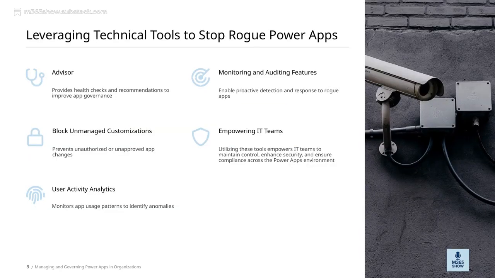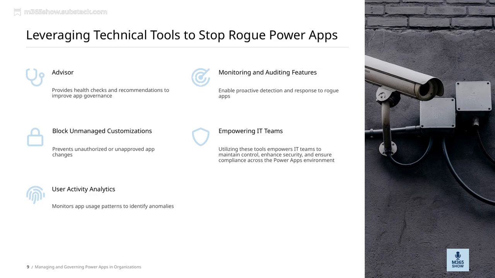Now, let's look at how leveraging these technical tools can really help us stop rogue Power Apps and effectively manage and govern the environment within our organizations. By utilizing these tools, we empower our IT teams to maintain control, boost security, and ensure compliance across all Power Apps. This means they can proactively detect and respond to any rogue apps that might appear. Monitoring and auditing features play a crucial role here, as they allow us to keep an eye on app usage patterns and quickly spot any anomalies that could indicate problems.